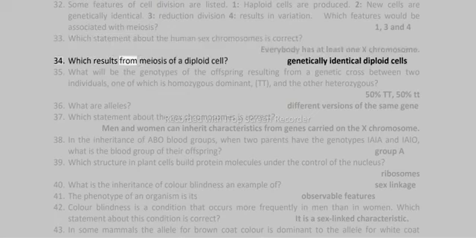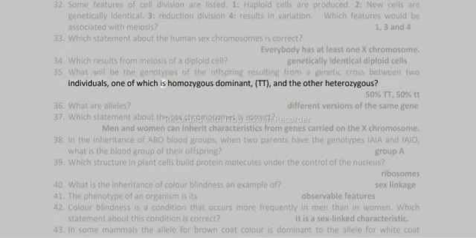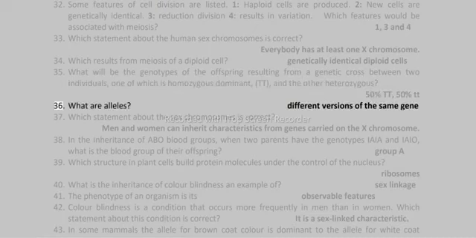34. Which results from meiosis of a diploid cell? Genetically different haploid cells. 35. What will be the genotypes of the offspring resulting from a genetic cross between 2 individuals, one of which is homozygous dominant, TT, and the other heterozygous? 50% TT, 50% Tt. 36. What are alleles? Different versions of the same gene.